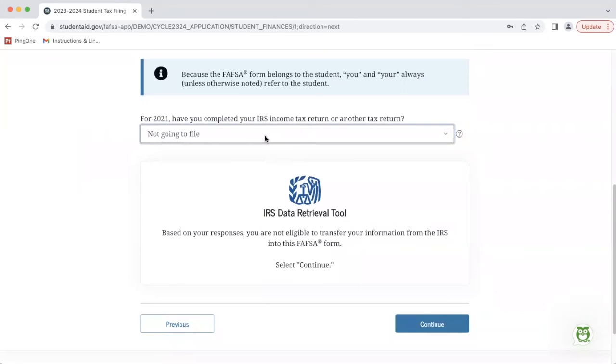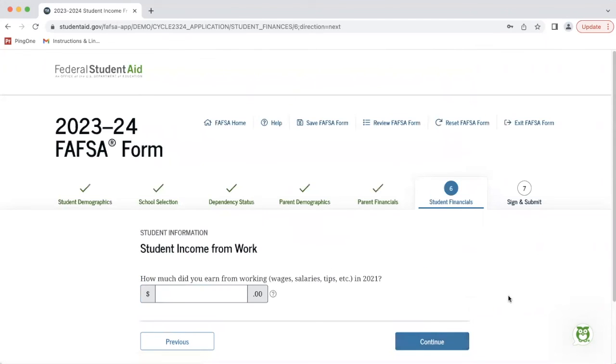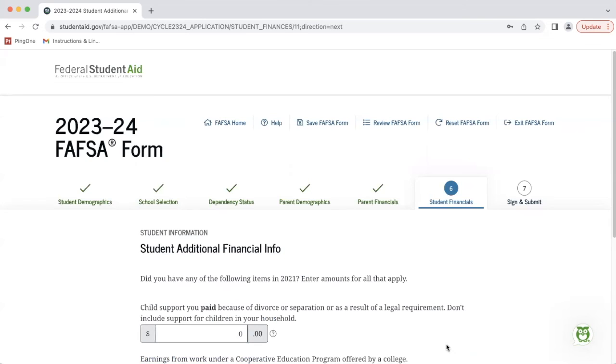Because we didn't file an income tax return in 2021 as a student, we're not eligible for the IRS data retrieval tool. That doesn't mean it won't ask us some additional questions about our income, though. As you can see here, the next question on the FAFSA is, how much did you earn from working in 2021? I'm going to say $2,000 from our part-time job.